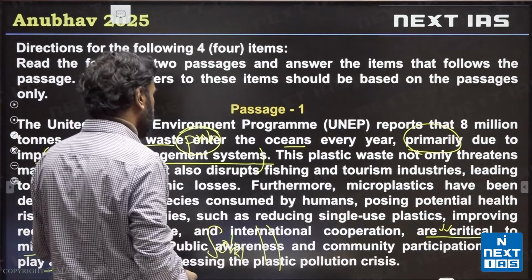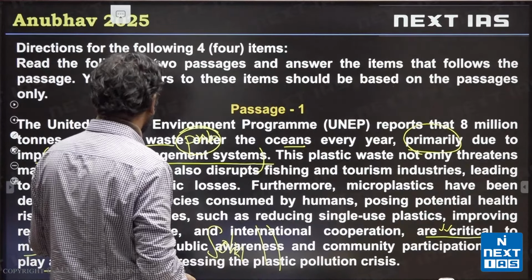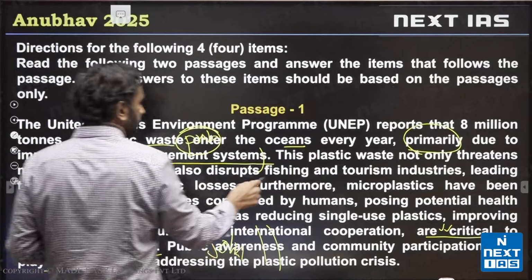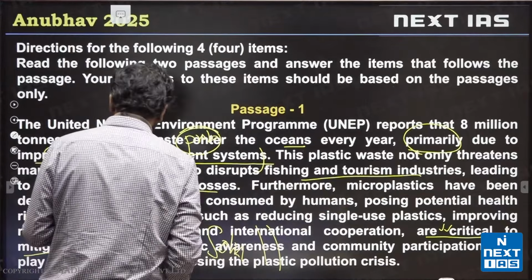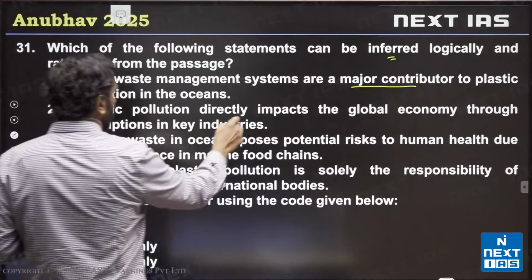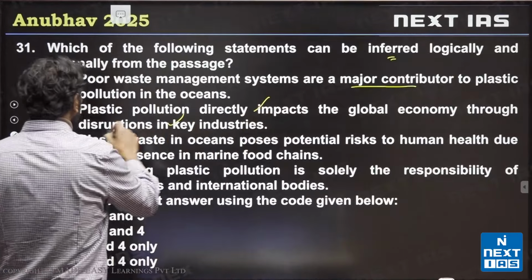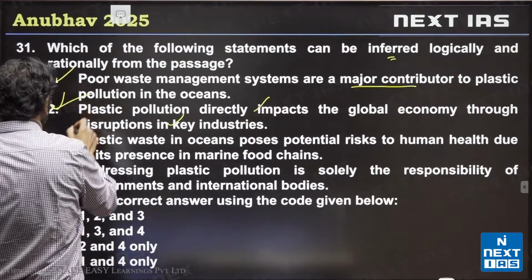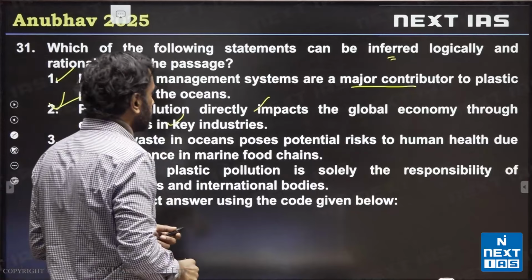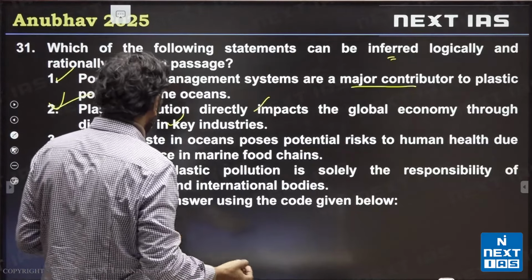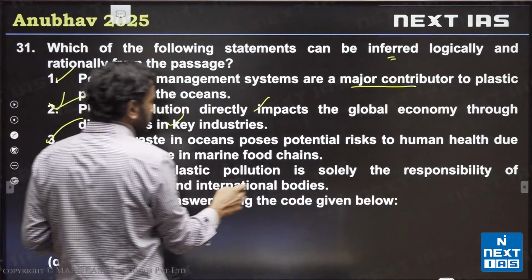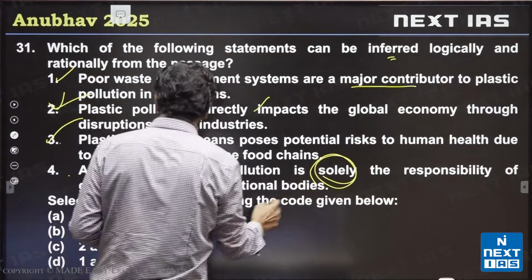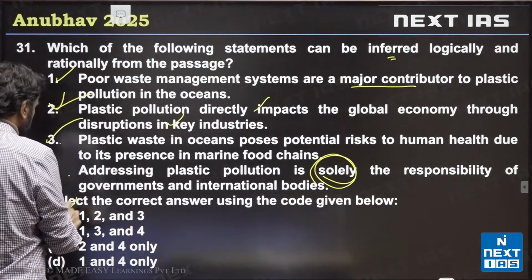We are told here it disrupts fishing and tourism industries, leading to significant economic losses. So plastic pollution directly impacts the global economy through disruptions. These are valid. 3 says plastic waste in oceans poses a potential risk to human health. This is also valid, discussed in the passage. 4 says addressing plastic pollution is solely the responsibility of governments. A is the right answer.